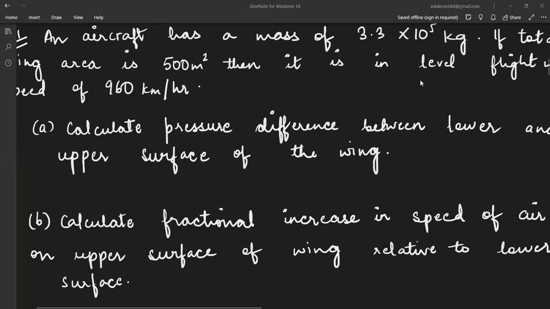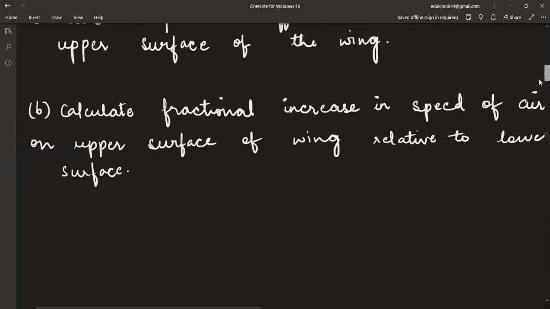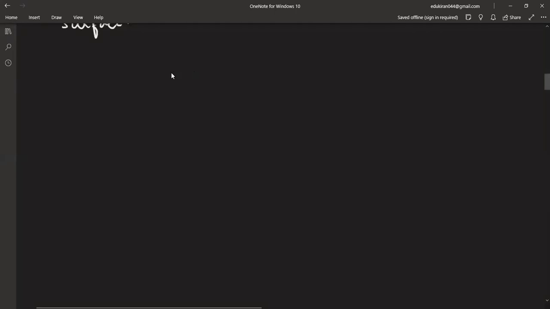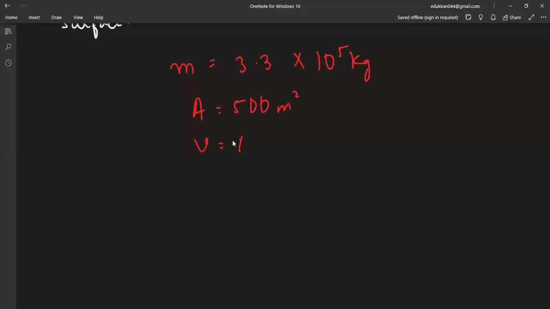An aircraft has a mass of 3.3 into 10 to the power 5 kg. Total area is 500 meter square. Speed is 960. So we have to find out the pressure difference and the fraction of speed which has increased. See, mass is 3.3 into 10 to the power 5 kg. Area is 500 meter square and velocity is 960 kilometer per hour.